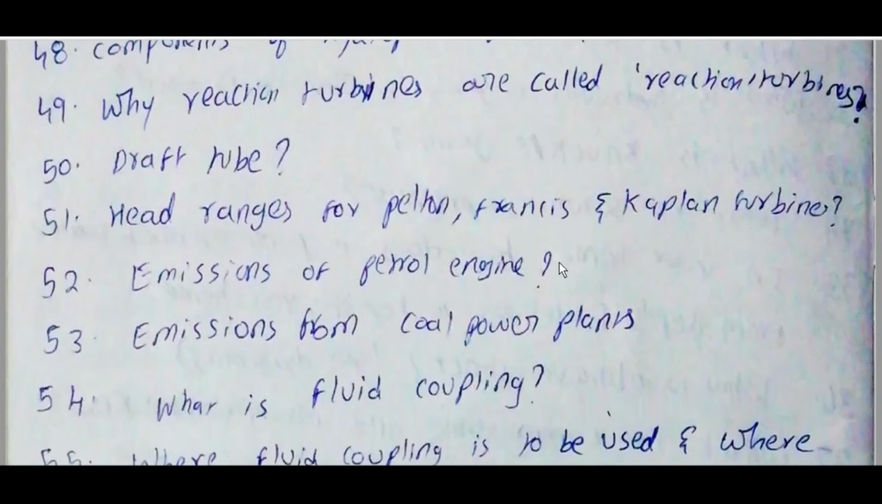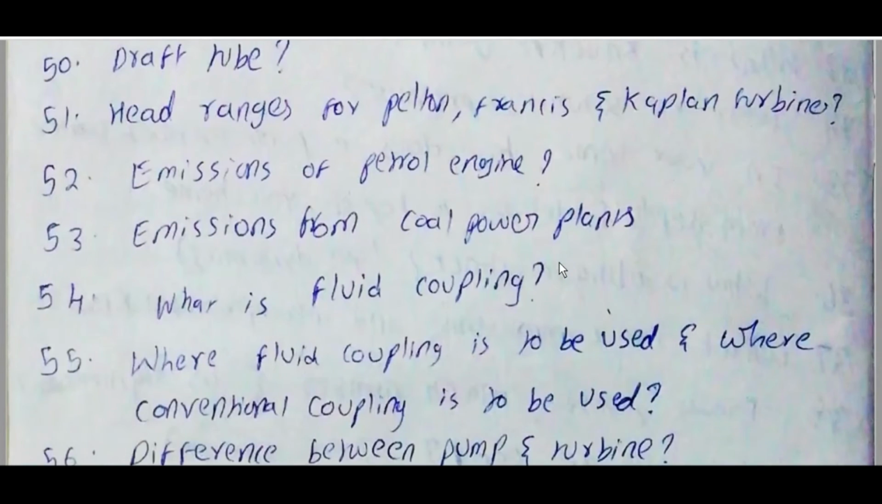Head ranges for Pelton, Francis, and Kaplan turbines. Type: Kaplan is a reaction turbine with a head of 10 to 60 meters. Specific speed range is 300 to 1200.